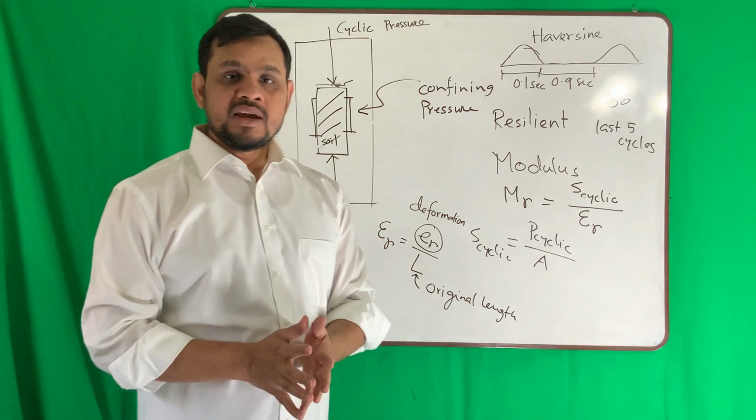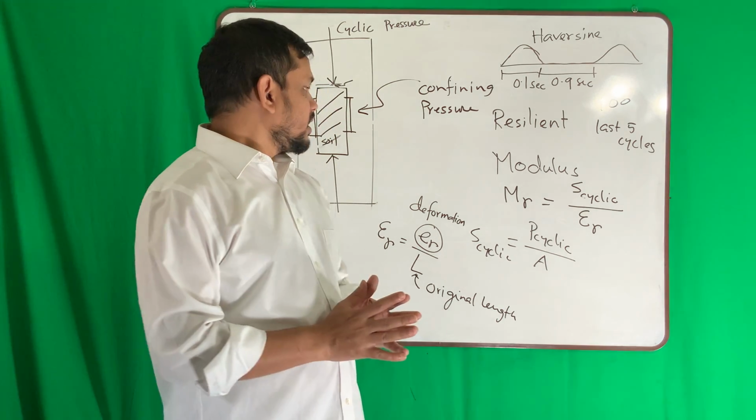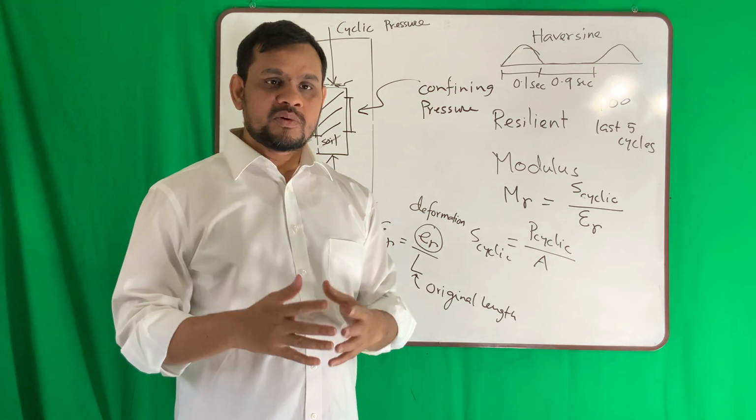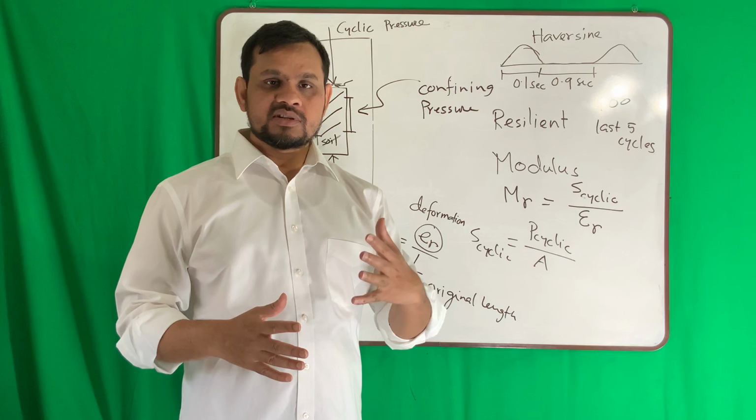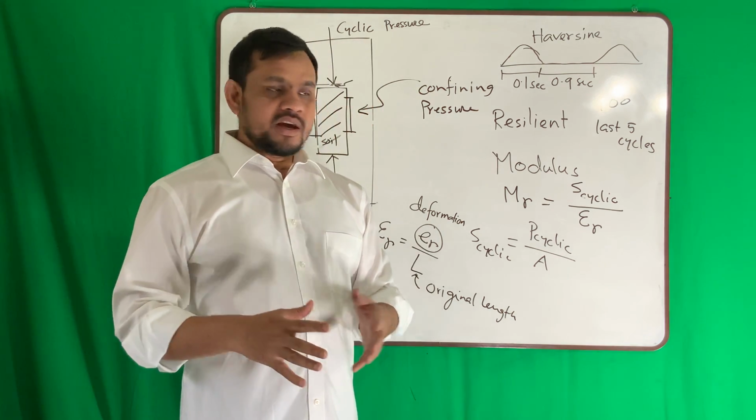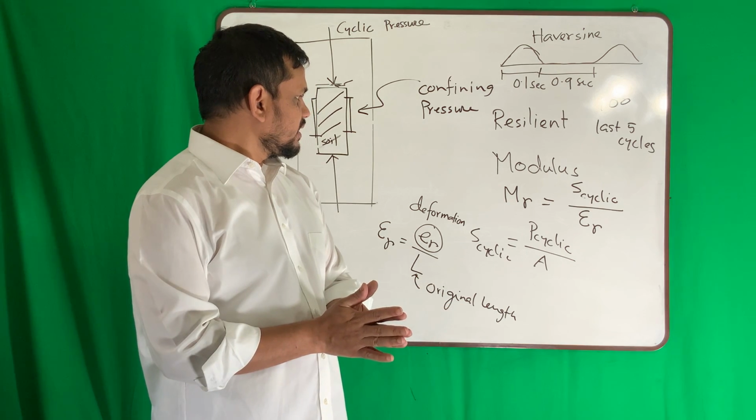Now this is the main input property for designing pavement. This is the main design input property for soil or aggregate layers. And so yes, I think I covered everything.